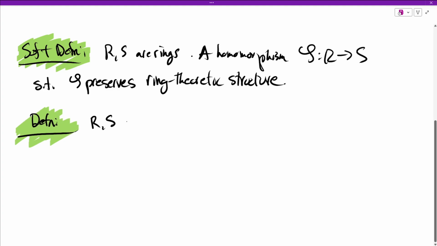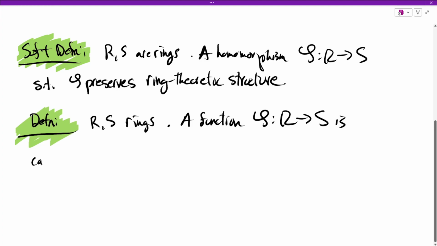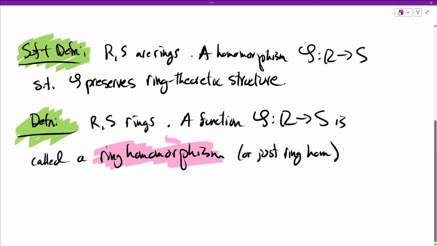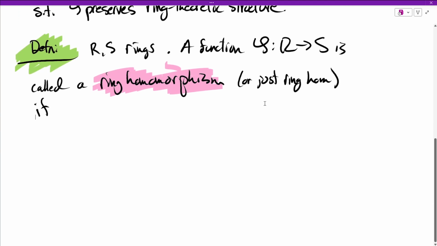Okay, well, R and S are rings, arbitrary rings. A function, so it's firstly a function from R to S, is called a ring homomorphism, or sometimes just ring hom. It's kind of a long word to say. If the following are true.